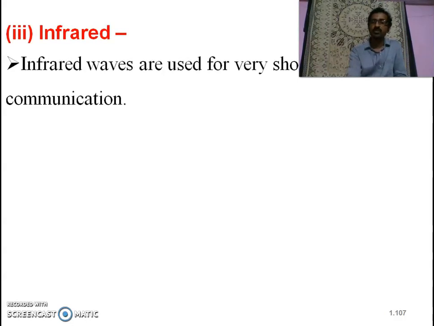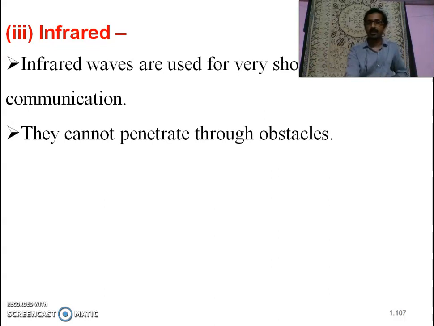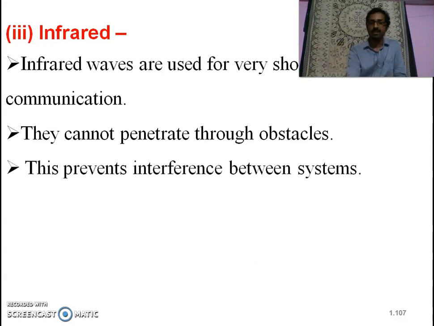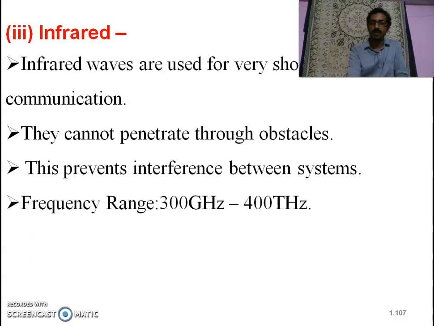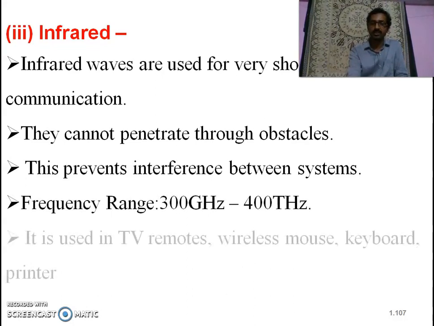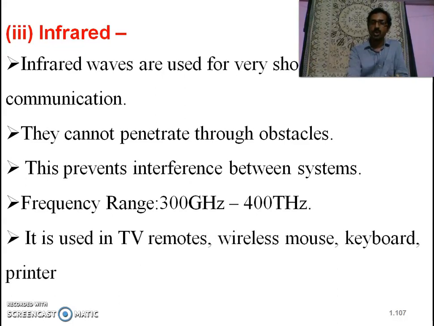And the next one is the infrared waves. Infrared waves are used for very short distance communication, in rooms, and they cannot penetrate obstacles. This prevents interference between systems. The frequency range is 300 GHz to 400 terahertz. It is used in TV remotes, wireless mouse, keyboards, and printers, within a short distance inside the room.